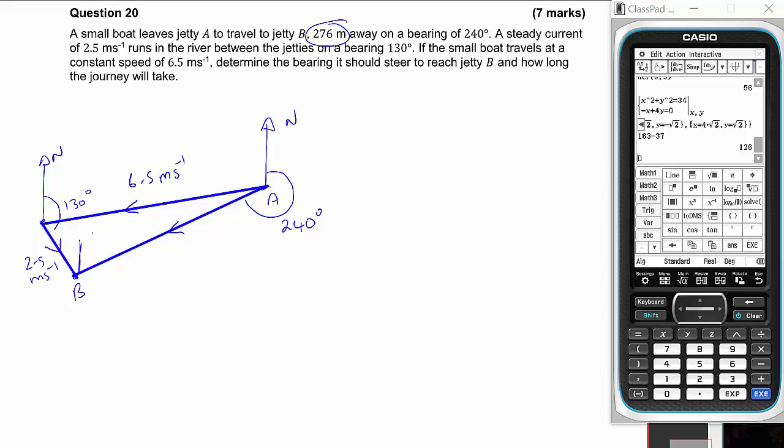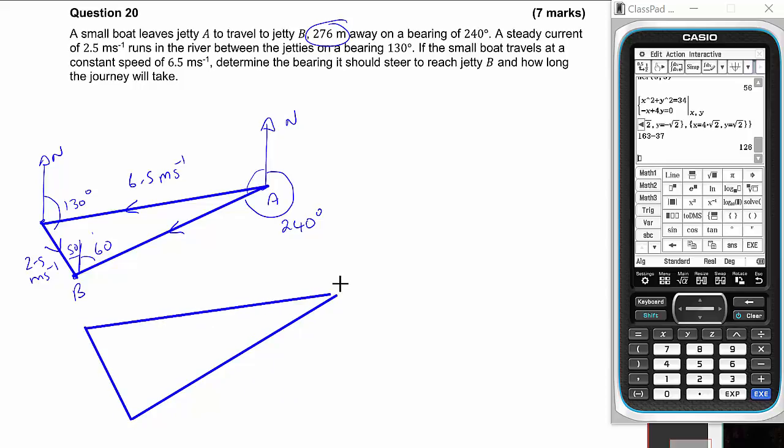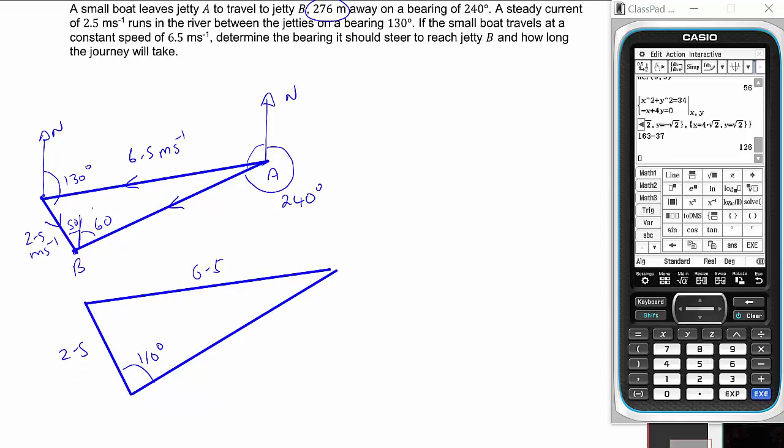Now, this would be 120 degrees here, which makes this one 60. If that's 130, that makes that 50. So that whole angle is 110. So if I draw out the triangle that we have here, we've got 110 degrees here, 2.5, 6.5, and what we really need to know is R, and we need to know theta.